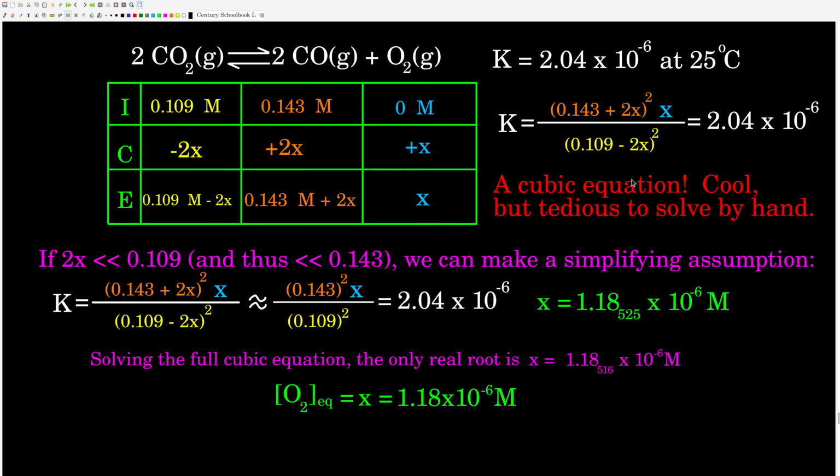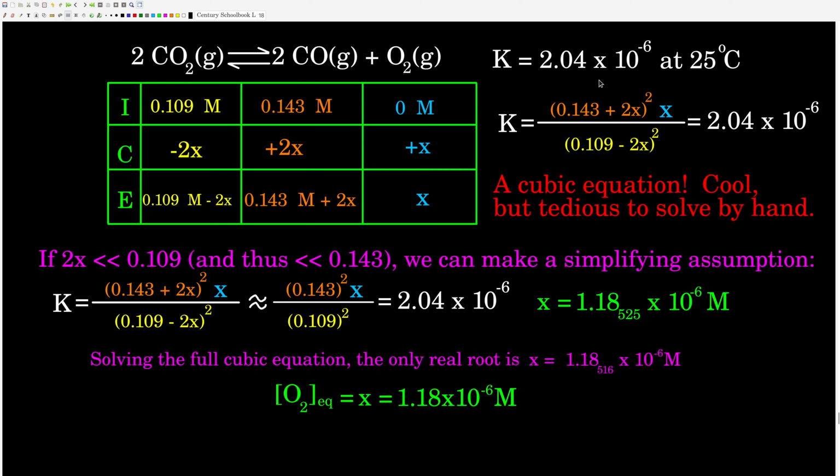So this is a cubic equation, which has some really cool behavior, but it's really pretty tedious to solve by hand. And now, if you have a calculator with a solver on it, it'll do it for you, but we're not going to worry about that because we're going to neglect X. Because look down here, right?